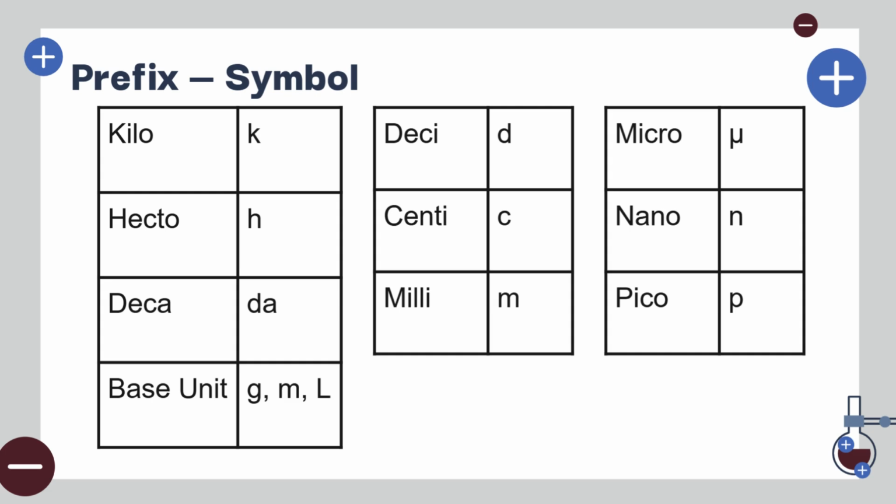Now, this is a list of the symbols that correspond to each prefix. Make sure to not confuse deca and deci and put the symbol as D, as only deci is D, since deca is da. This can make your answer wrong if you make a mistake on the symbol.